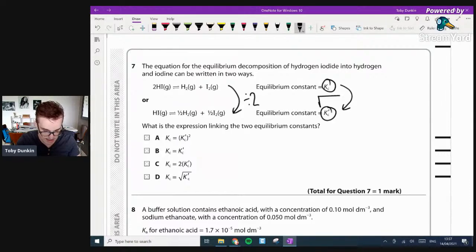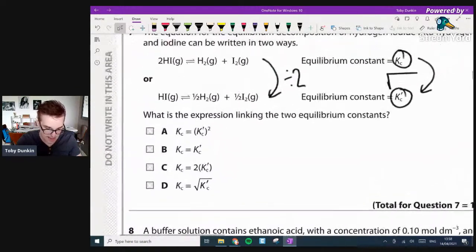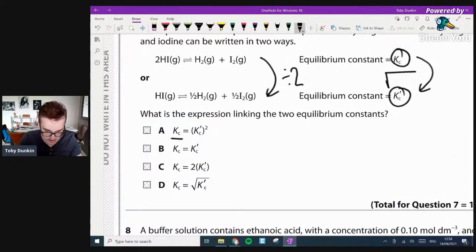What is the expression linking the two equations together? So there's Kc original and Kc dash squared are the same value. That is correct. Kc and Kc dash are not the same because in order to go from this, let's call this x, well, this is going to be root x, which is not going to be the same thing. Kc equals 2 Kc dash? No, well, that's just complete rubbish.